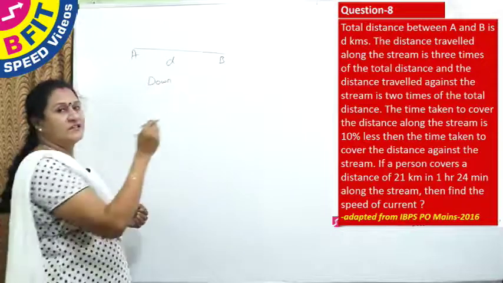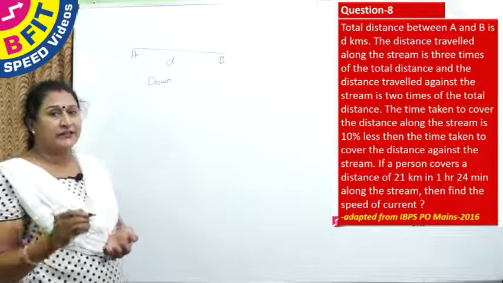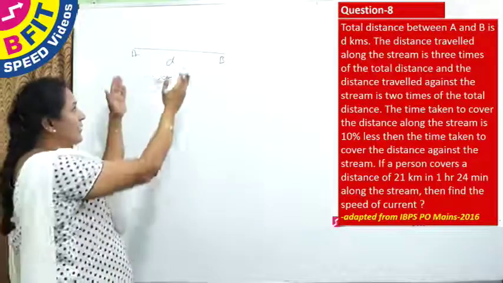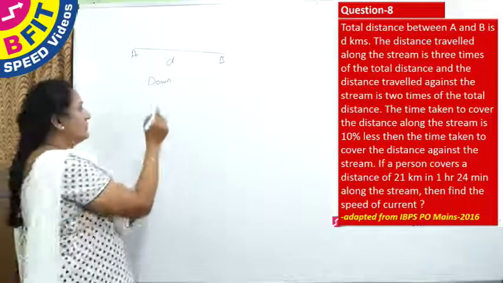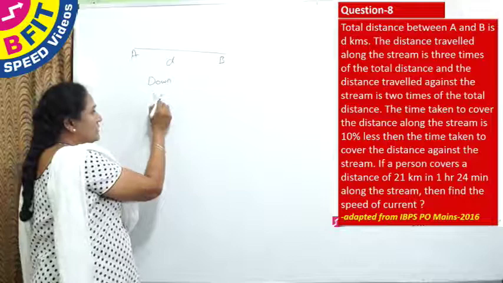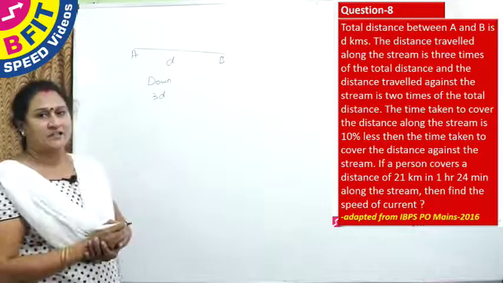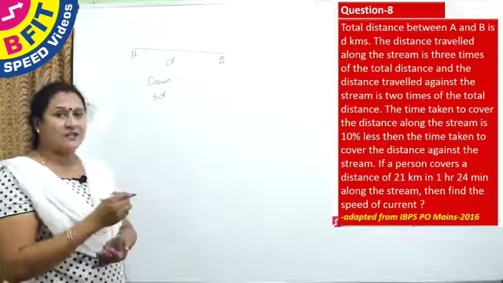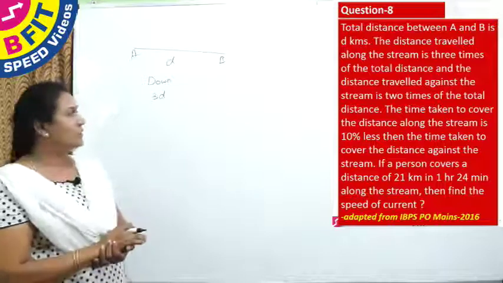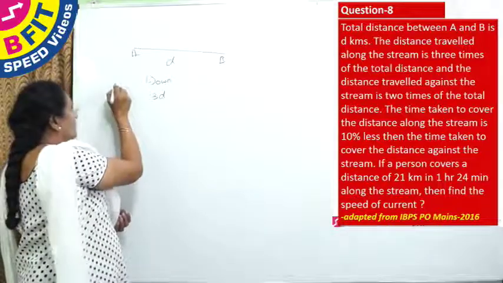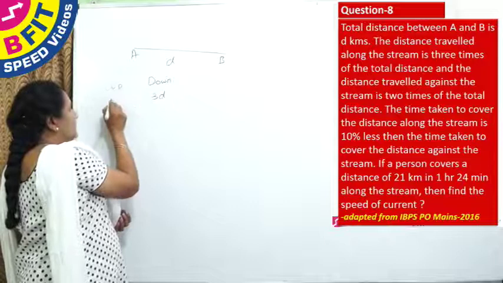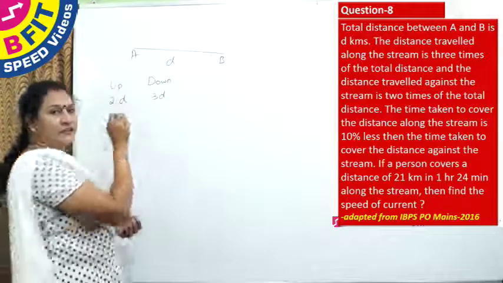So what is the distance covered downstream? It is 3 times the total distance. So from A to B we have taken d. So along the stream, or downstream, he is going 3 times the distance, and upstream he is going 2 times the total distance. So for upstream it is 2 times of d.